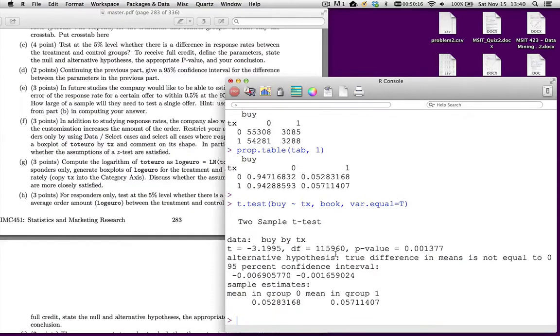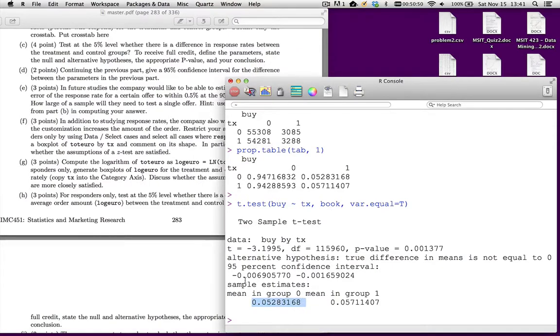Okay, so what we see here are the response rates. And those response rates are the same ones that we saw up here in the crosstab. The p-value is very small, less than 5%, less than 1%, indicating we're going to reject the null hypothesis and conclude that the response rate in this treatment group is higher. That 5.7% is higher than the 5.28%. So it looks like the treatment worked.